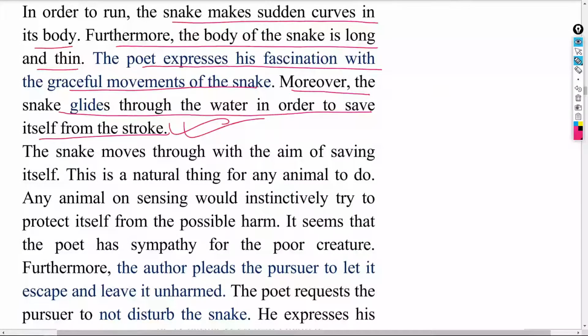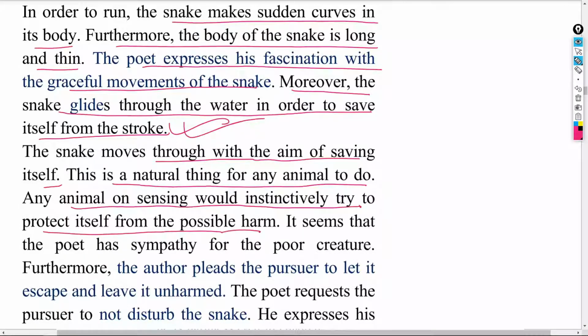So the movement of the snake is over, and it takes the gesture. It takes what? It takes the action. It moves away from the pursuing stick. The snake moves with the aim of saving itself. This is a natural thing for any animal to do. Any animal on sensing danger would instinctively try to protect itself from possible harm. So instinctively means what? Naturally.